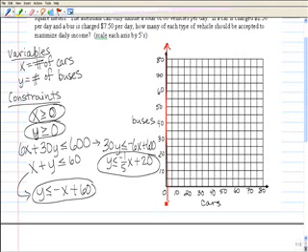Okay, so there we go. And then we also have y is greater than or equal to 0. Just going to be along the x-axis.